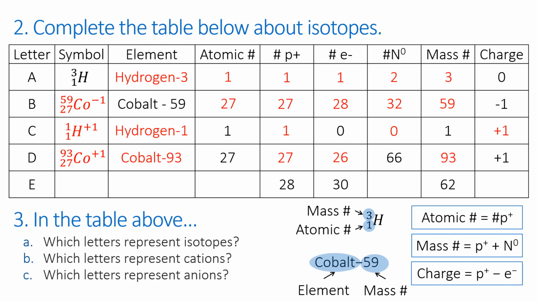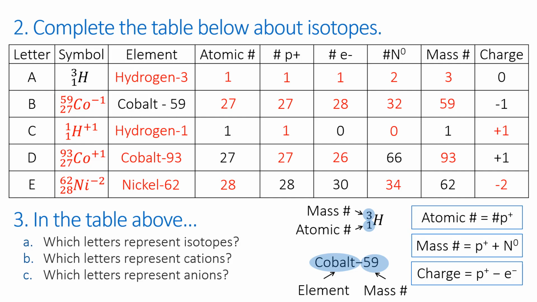Our last isotope here is isotope E. So isotope E has 28 protons, which means that its atomic number is equal to 28. There are 34 neutrons because 28 plus 34 add up to give me 62 for my mass number. Given that I have 28 protons and 30 electrons, I have 2 more electrons than protons. The charge on this one is going to be -2. So to figure out which element this is, I just have to look on my periodic table, and atomic number 28 is nickel.